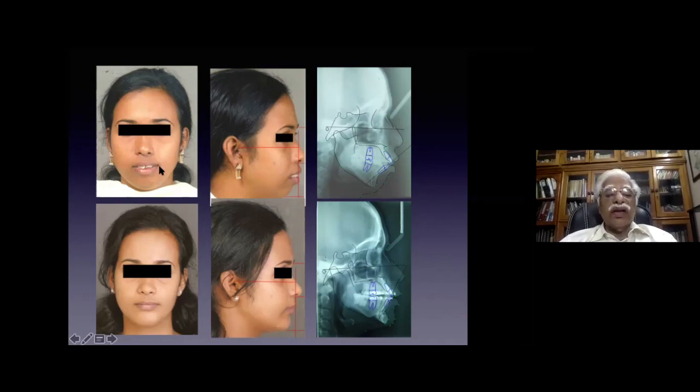You can see the difference. See, the chin is brought forward, the labiomental sulcus has become well defined, the nasolabial angle has become almost 90, and the subnasal perpendicular is almost in the same position. You can see here the cephalometric analysis which has been done also.